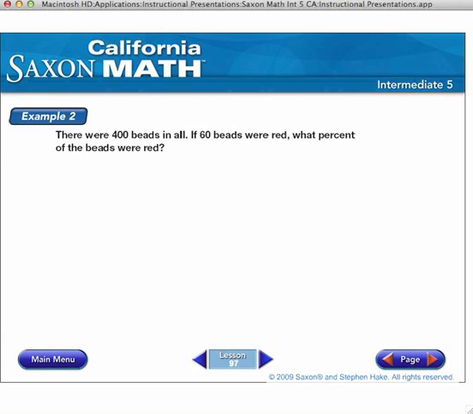Example 2 says, there were 400 beads in all. If 60 beads were red, what percent of the beads were red? So I have 60 beads out of 400 beads altogether. And I need to get to a denominator of 100. Normally, I would multiply it. That's what we've been doing for the past several lessons.